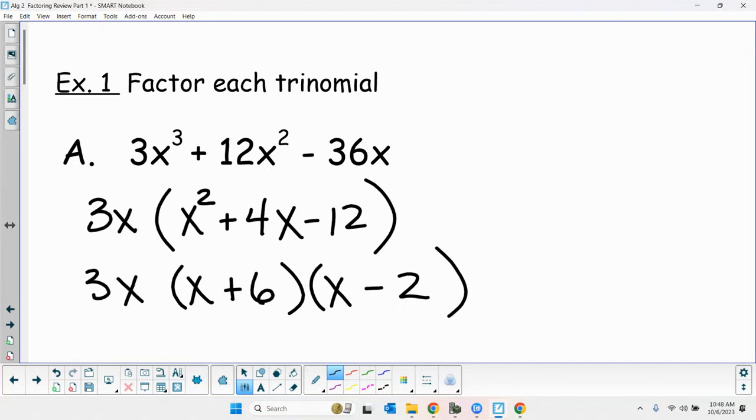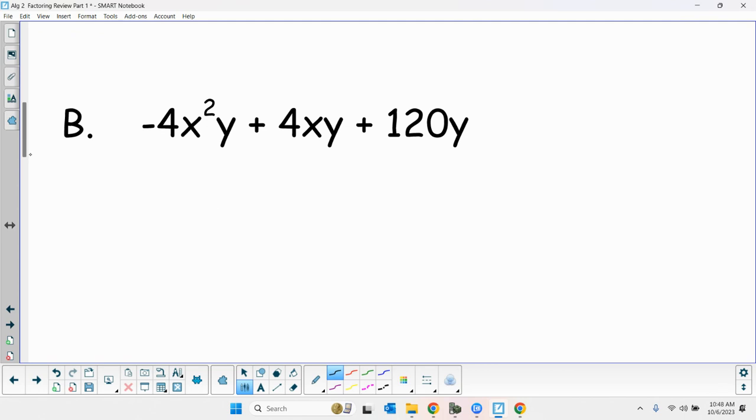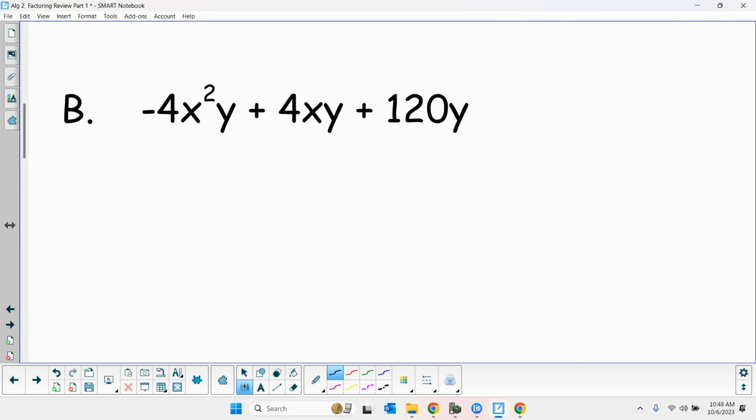Any questions? So it's like an extra step. We pull out the GCF first, and then we do what we've been doing. What's the GCF? 4y. 4y, but since that first one's negative, to make it easier, pull out the negative, all right? So pull out negative 4y.